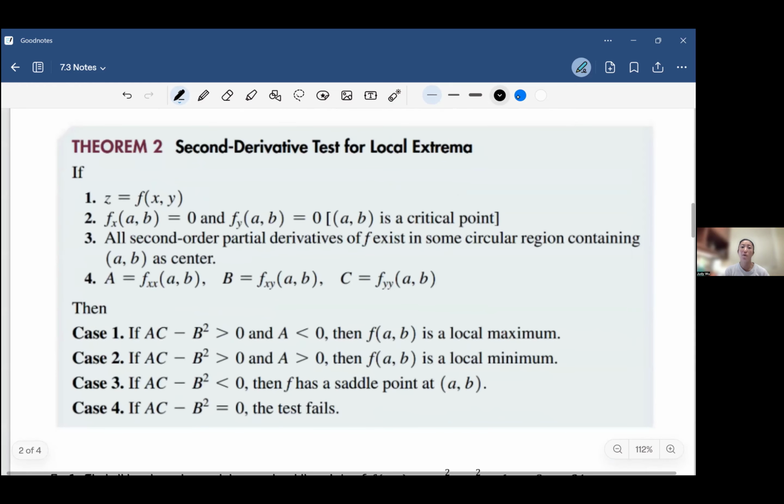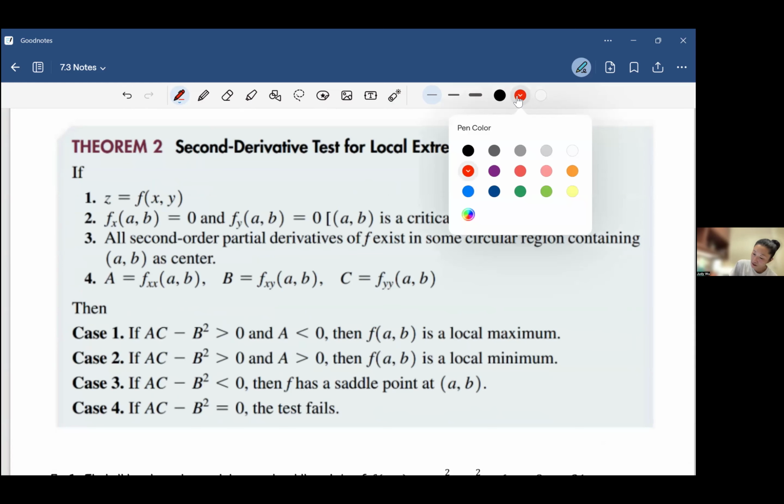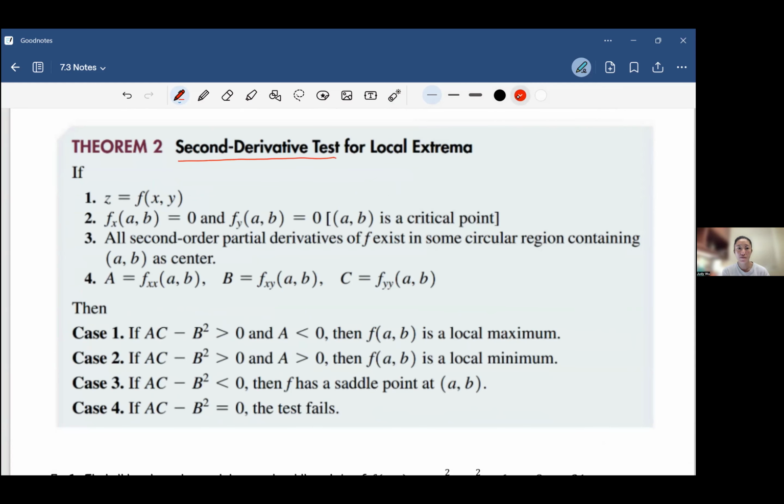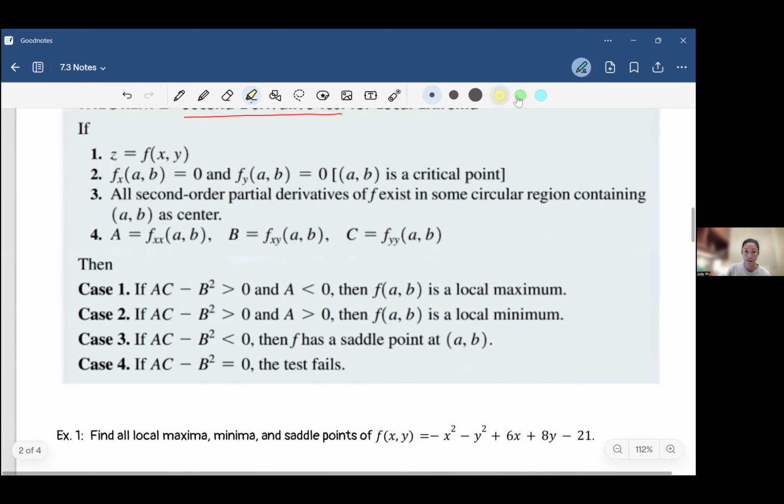Okay, now as promised, going back to the question: how do we know whether it's a maximum, a minimum, or a saddle point? It turns out to figure that out, we use our second derivative test. This second derivative test, we'll go through an example, requires us to find some second partials. But once we find those second partials, we can think about 4 specific cases.